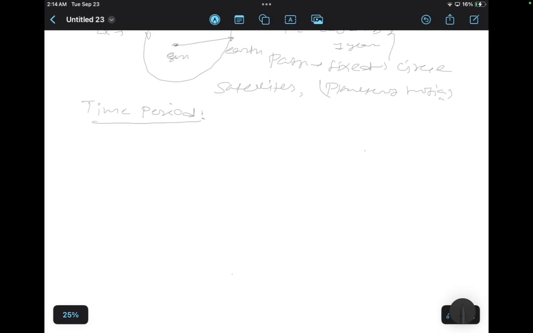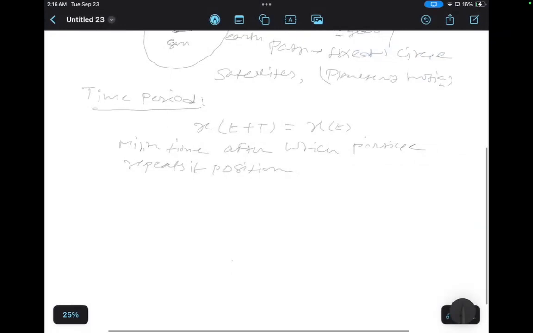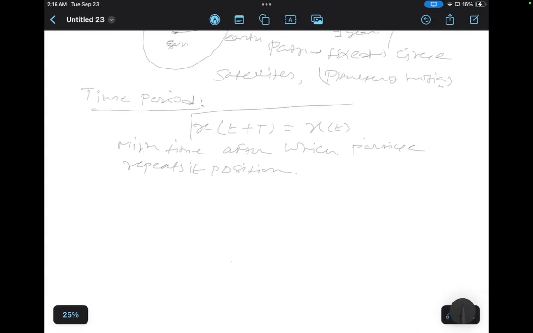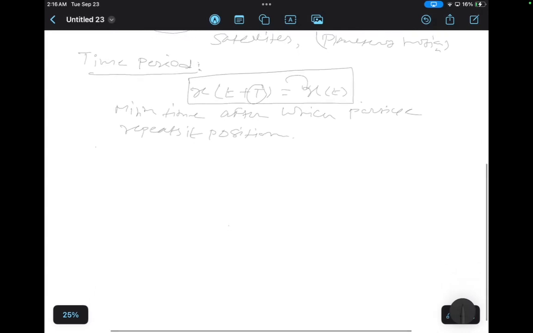If you define the time period in mathematical format, the position of the particle after time T must be equal to the position of the particle at time t. So time period, in simple manner, is the minimum time after which a particle repeats its position. After that, we have to see one more basic term, which is called frequency.